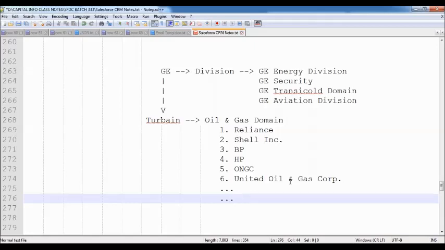Now, for example, Reliance people are in the same domain, so they would like to buy this product. Reliance people want to buy this turbine product. Reliance people are ready to buy this product by investing some millions of dollars.